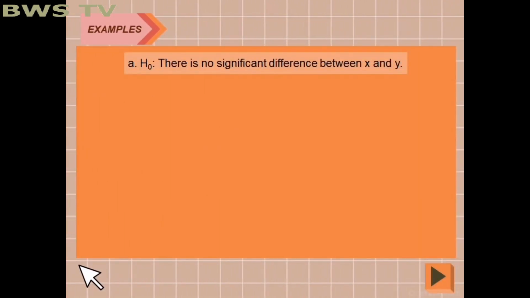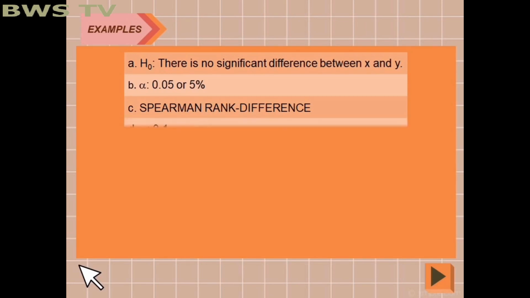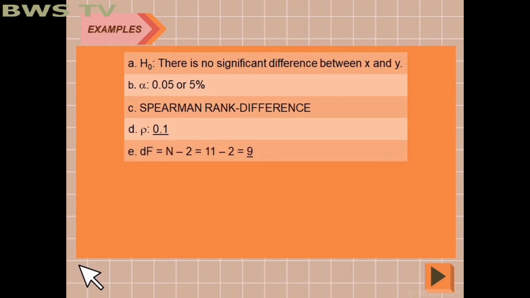So here, our null hypothesis is stated. There is no significant difference between x and y. B, our alpha, our level of significance, is 5%. C, the method we use, Spearman rank difference. D, our Rho is 0.1. And the next, E, degrees of freedom, which has the formula n minus 2. Substitute it: 11 minus 2 is equal to 9.